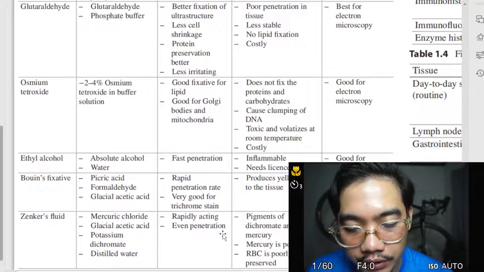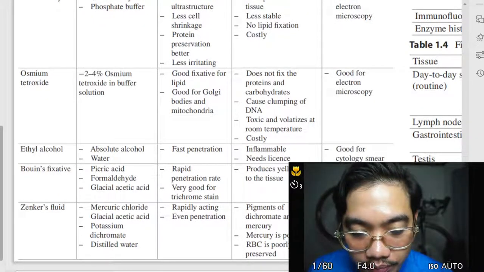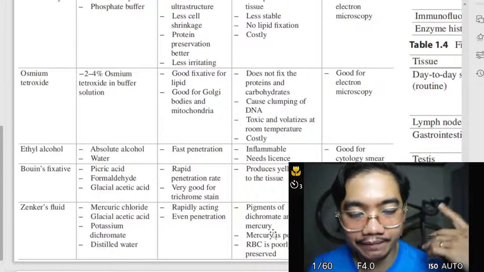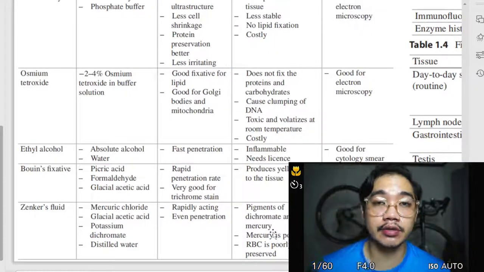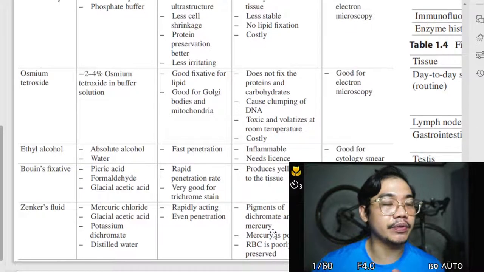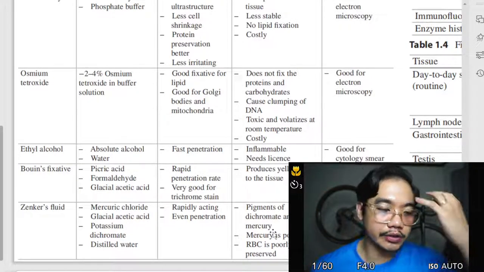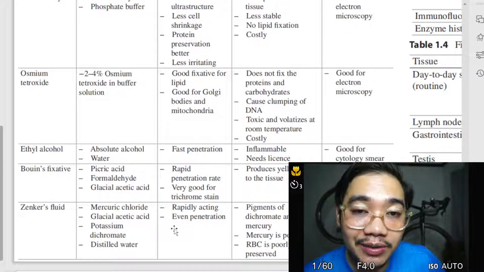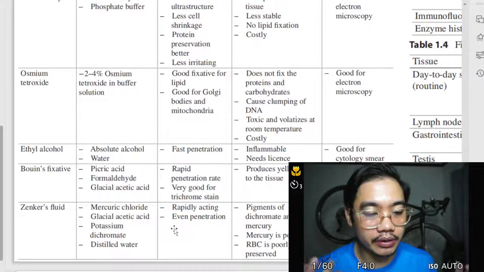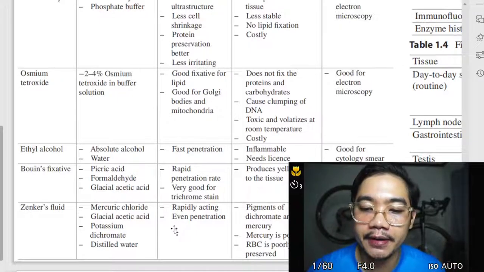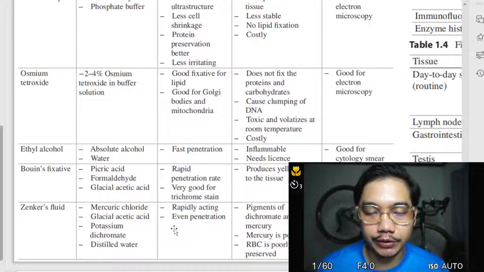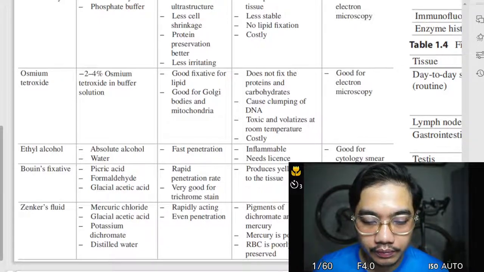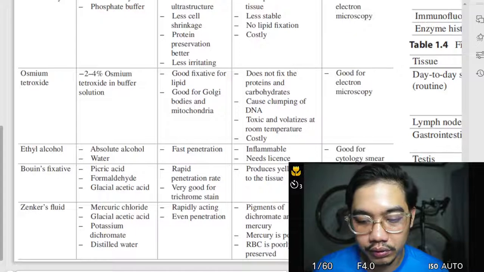acetic acid, which can make your RBCs and cells swell, because glacial acetic acid is hypoosmolar, so it might produce cellular swelling, but it is counteracted by your mercuric chloride. If it were glacial acetic acid alone it could cause swelling, but since it is counteracted by the mercuric chloride, the morphology stays more or less the same, not swollen and not shrunk. So Zenker's is rapid acting. Of course, mercury is poisonous.